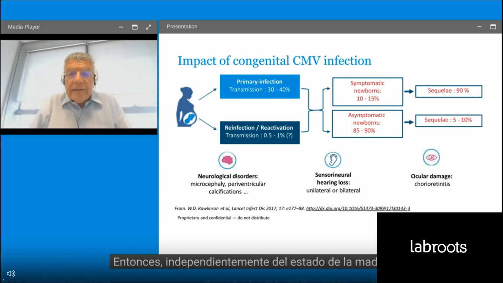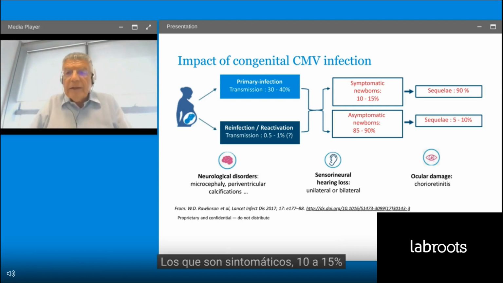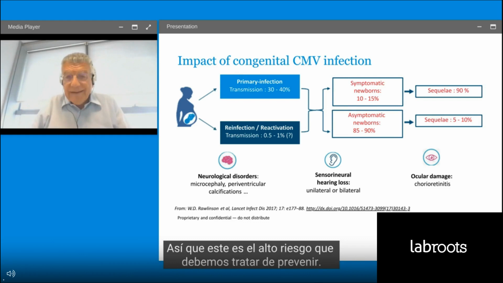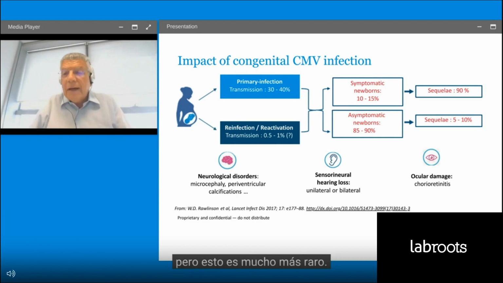So regardless of the status of the mother, the majority of newborns will be asymptomatic at birth. Those that are symptomatic, that 10-15%, will have sequelae in 90% of cases. So this is the high risk we should try to prevent. Whereas in case of asymptomatic infection, unfortunately, you still have the development of sequelae, but this is much rarer. So it ranges between 5 and 10%.